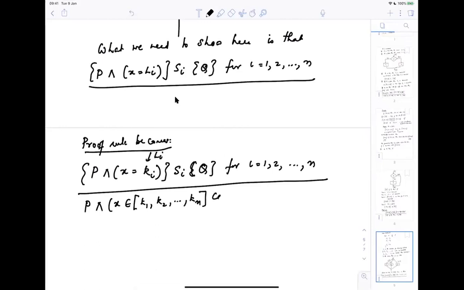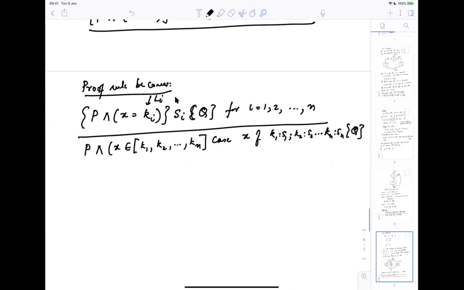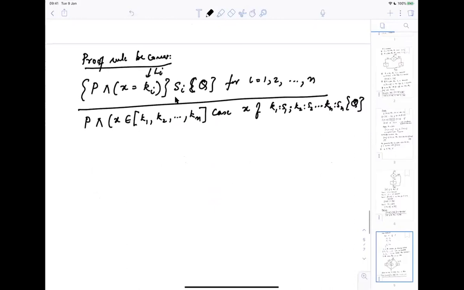then case X of K1, S1, K2, S2, and so on, Kn, Sn will lead to Q. Okay, this is what the proof rule becomes. So let me stop here. What we need to do is prove each one of these. The numerator needs to be proved, then we can conclude the denominator. So let me end this meeting over here.